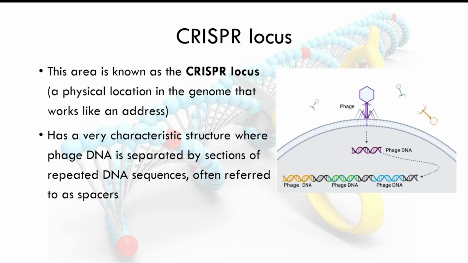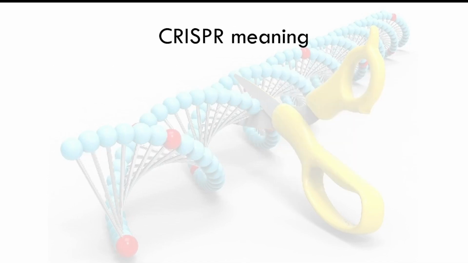It has a very characteristic structure. The phage DNA is separated by sections of repeated DNA sequences. These are referred to as our spacers. So you have a piece of phage DNA, then you have a spacer, and that's a repeated sequence of DNA. And then you have another phage, and then you have another repeated sequence of DNA. So you can see that we've got phage, repeat, phage, repeat, phage, repeat. So we can see these CRISPR locuses have constant repeating through.